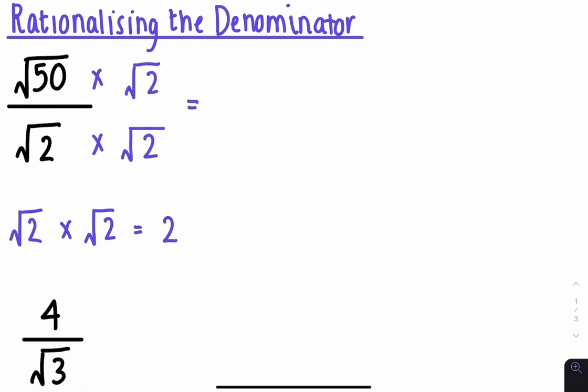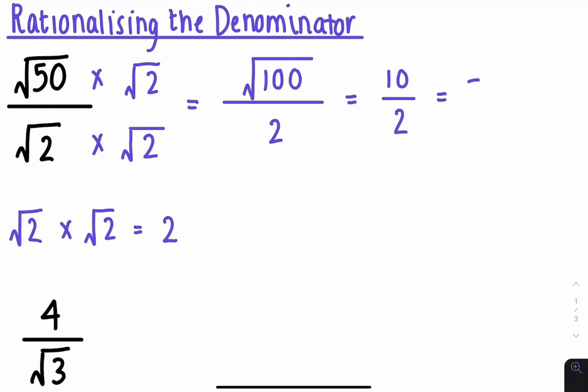And then our denominator becomes 2, which is what we want because now it's not irrational. Root 50 times root 2 gives you root 100. But we know that root 100 is just 10, so we have 10 over 2. And 10 divided by 2 is 5. And that's your final answer.